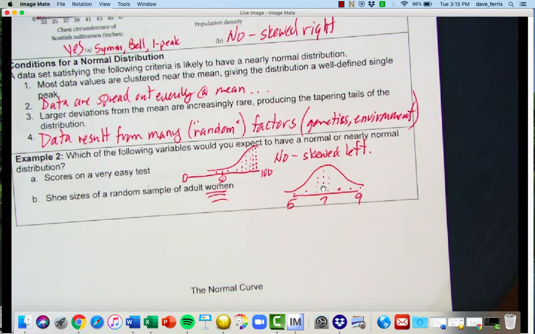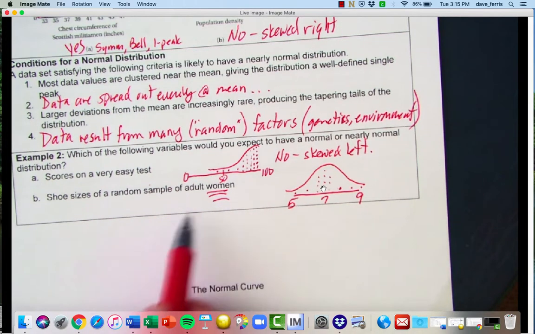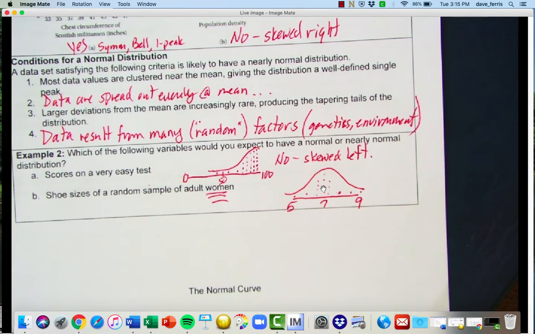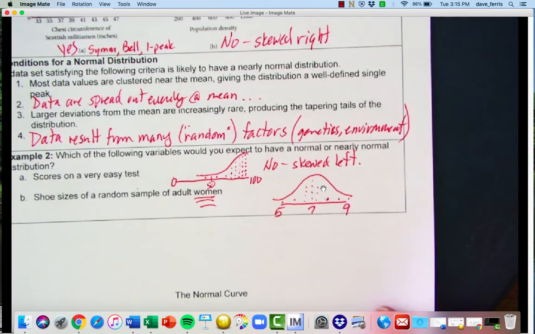Now, if this were people, like all adults, then it's not going to be normal because what likely you'll have are men who have feet that average maybe 8 and women who have average around 7 or something, and something to do with their genders would make that maybe have 2 peaks instead of 1 peak. So if this was adults, we might have to change our mind and say no. But if it's just women or just men or just children, then maybe we could argue that it's approximately normally distributed.